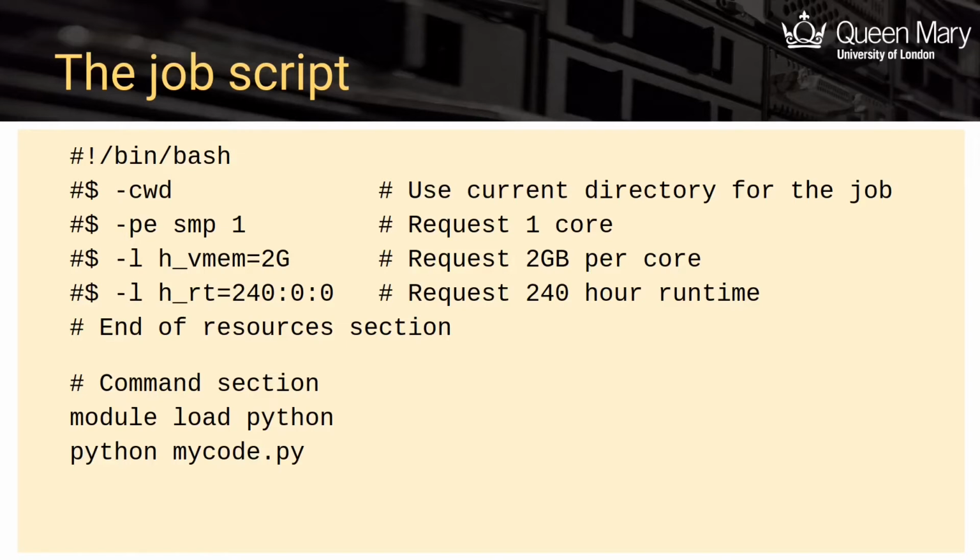The remainder of this job script contains the actual commands to run on the compute node. In this example, we are first loading the default version of Python into our environment, then running our pre-written Python script which exists in the same directory as the job script. Once the job has been submitted, the Python code will be run.